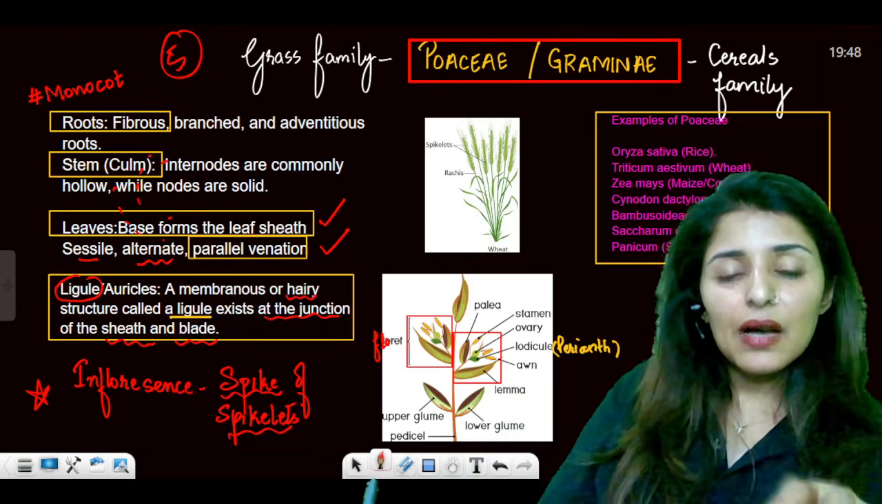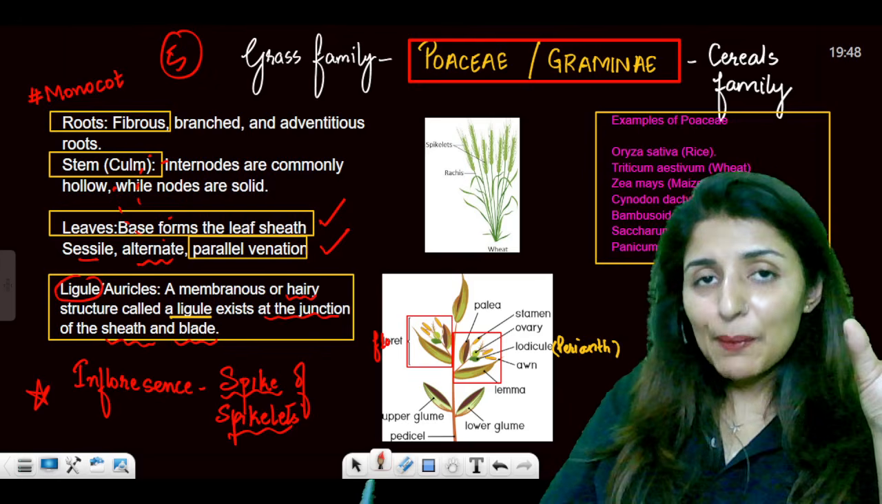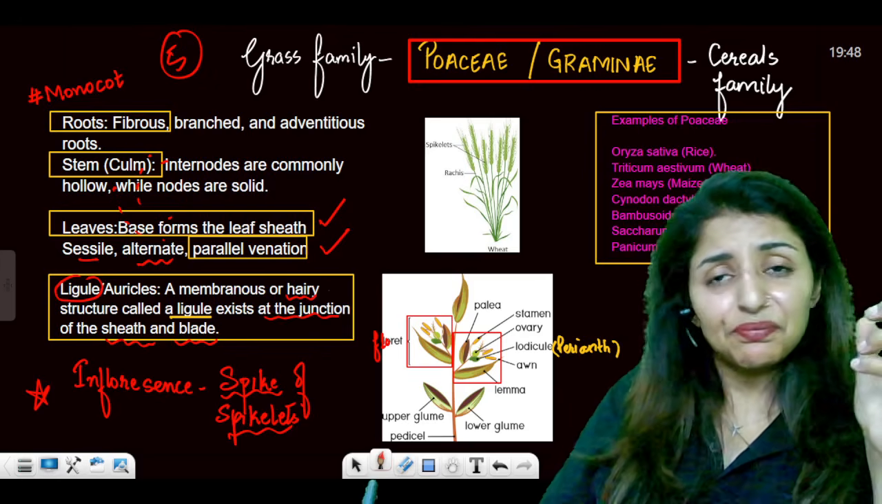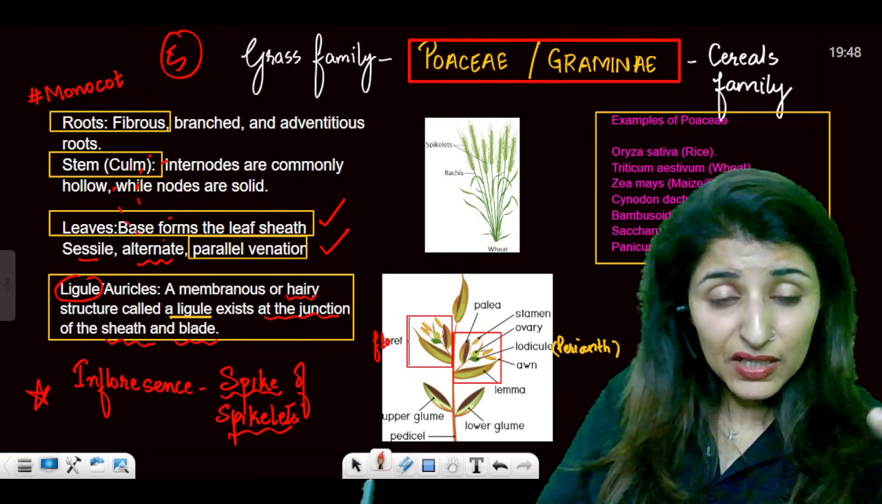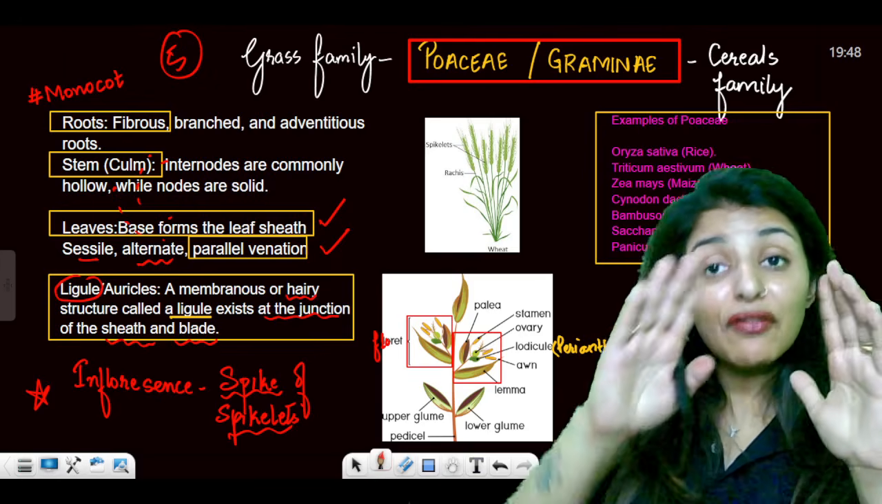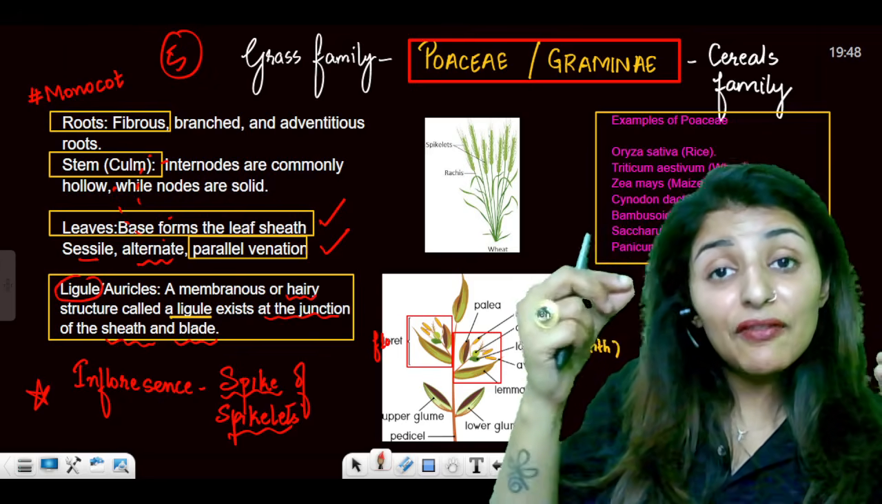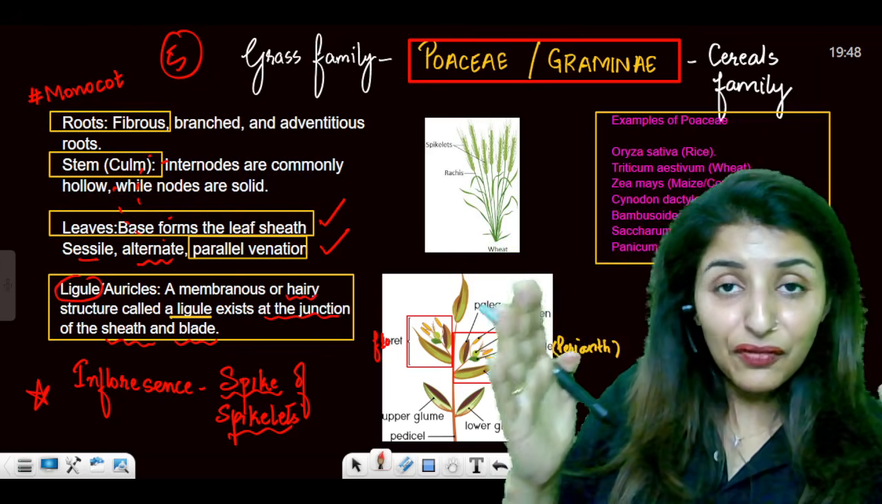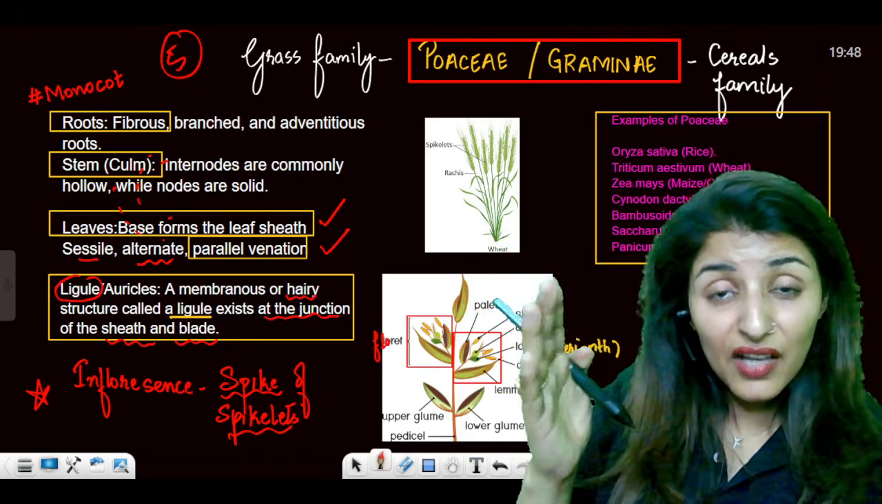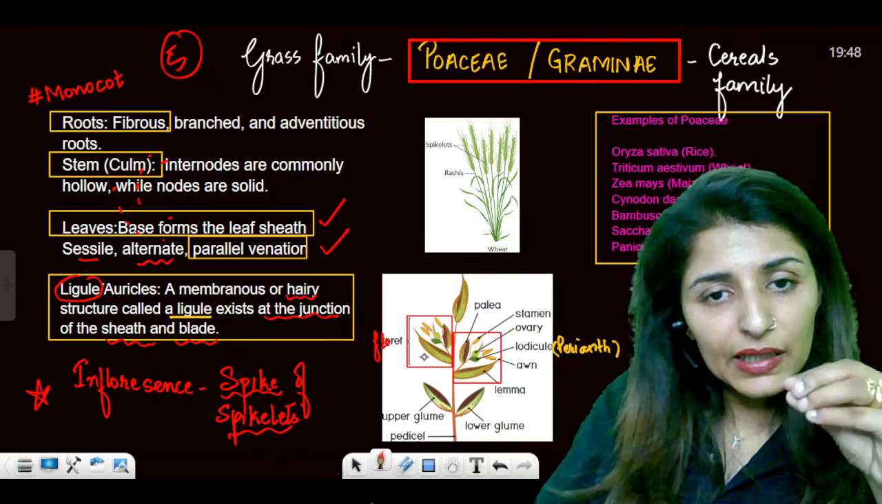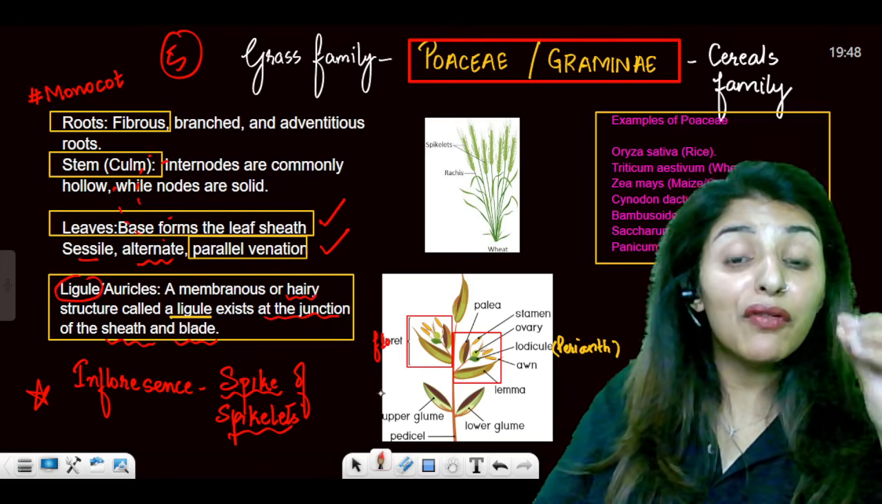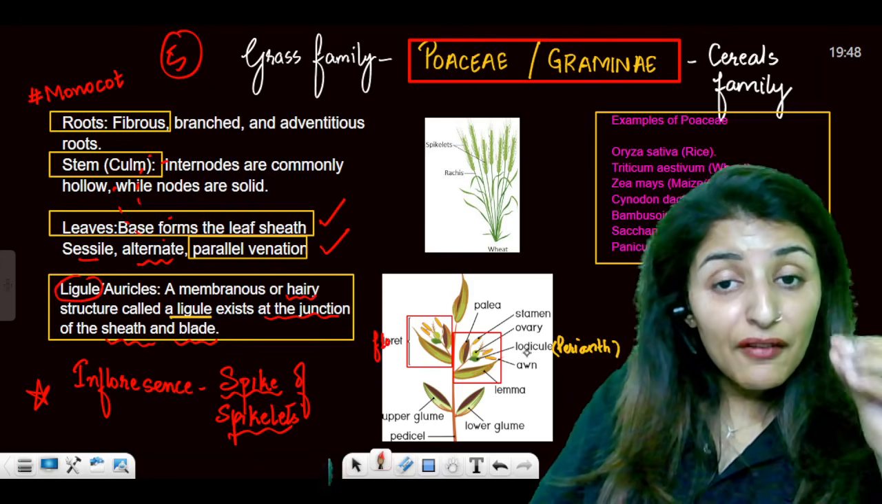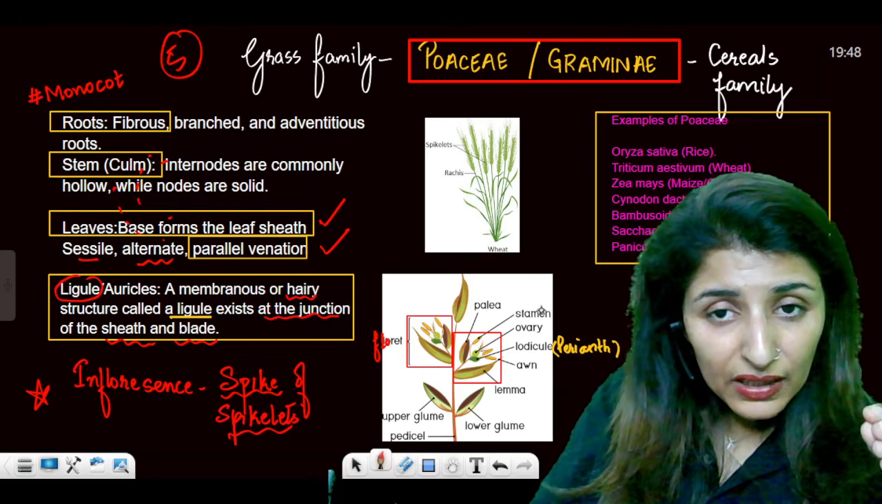Now, in this Poaceae also, just like in Capitulum, that is in the sunflower family, Asteraceae or Compositae, we don't have one flower. There are multiple flowers in that one flower, right? In that, it's not a flower, it's an inflorescence. So similarly here also we have a concept of florets. Is that clear? Now do you see the stamen here?